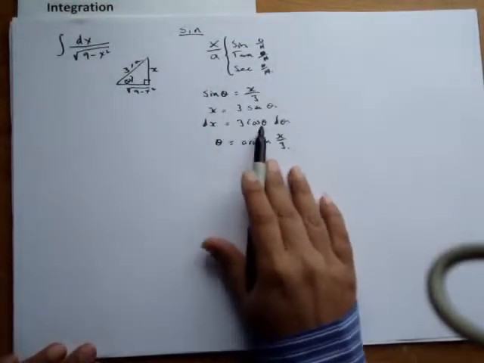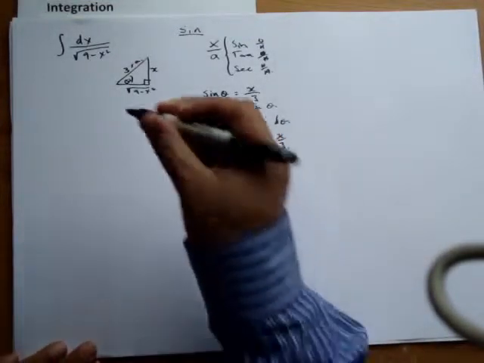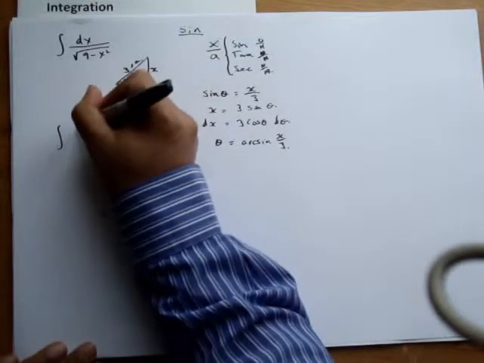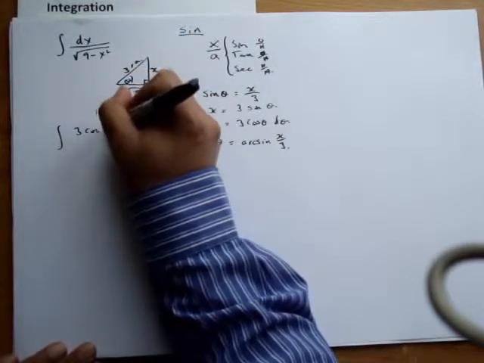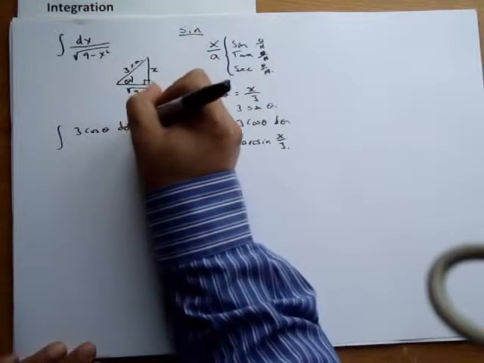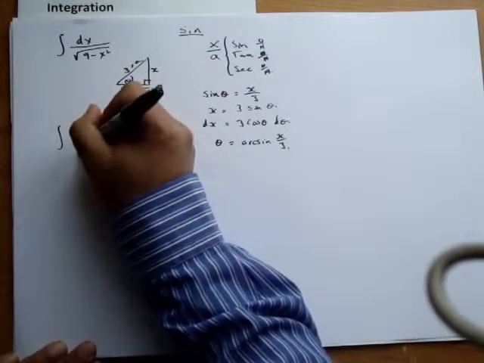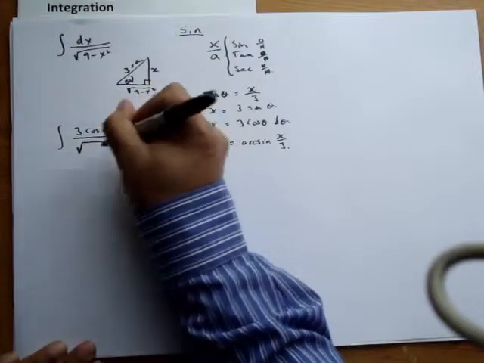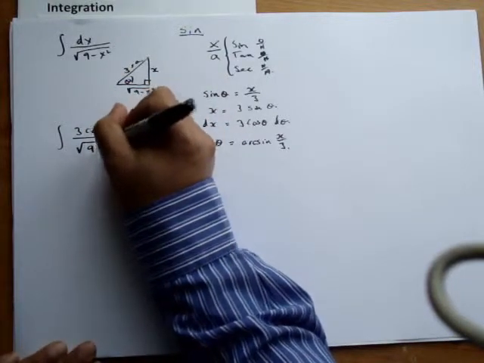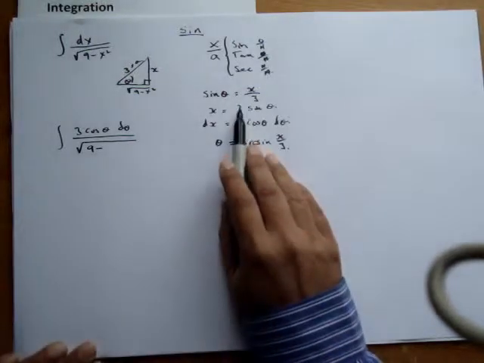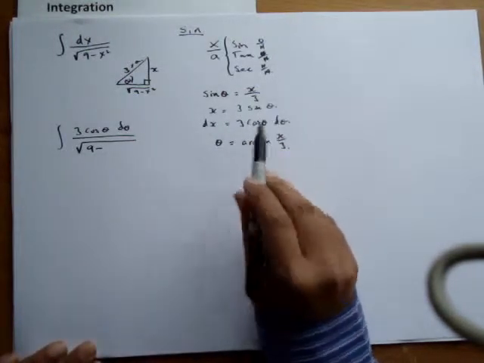So for dx we've got 3 cos theta d theta, so this becomes 3 cos theta d theta all over, square root remains, 9 minus, and then the x squared becomes 9 sine squared theta.